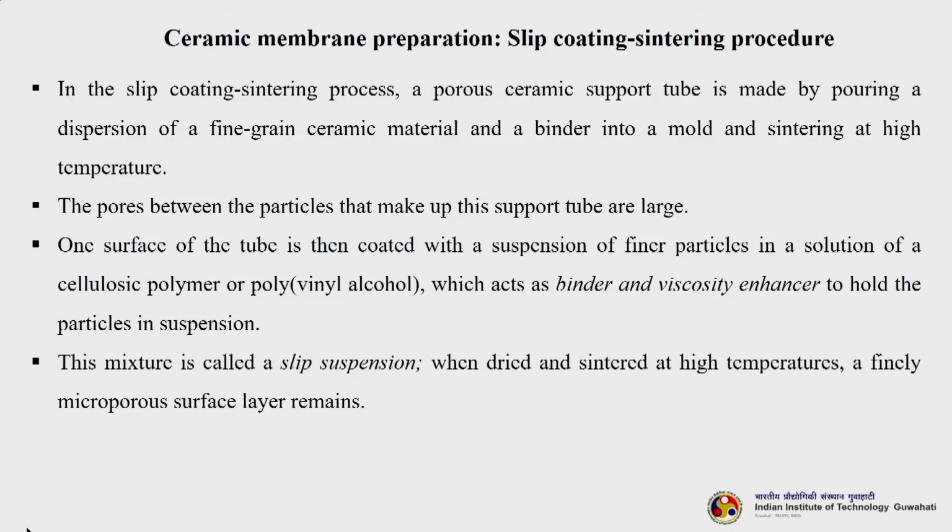Now, in the slip coating sintering process, a porous ceramic support tube is made by pouring a dispersion of fine grained ceramic material and a binder to a mold and sintering at high temperature. The pores between the particles that make up this support tube are large. One surface of the tube is then coated with a suspension of finer particles in a solution of cellulosic polymer or polyvinyl alcohol, which acts as binder and viscosity enhancer to hold the particles in suspension. Now, this mixture is called a slip suspension. When dried and sintered at high temperature, finally a microporous surface layer remains.